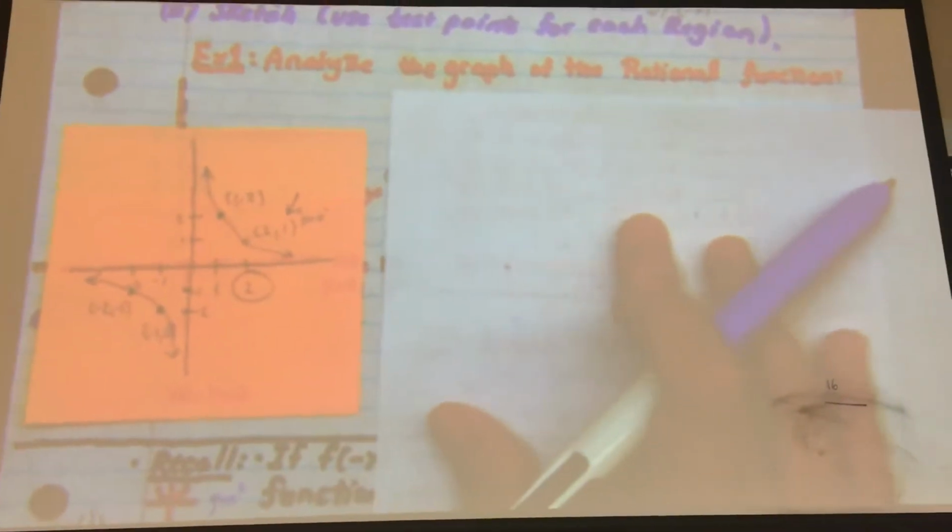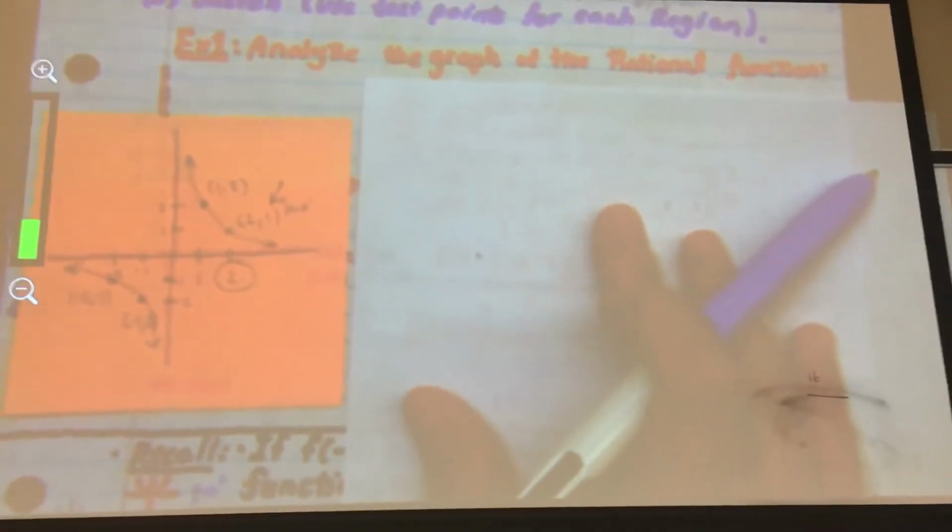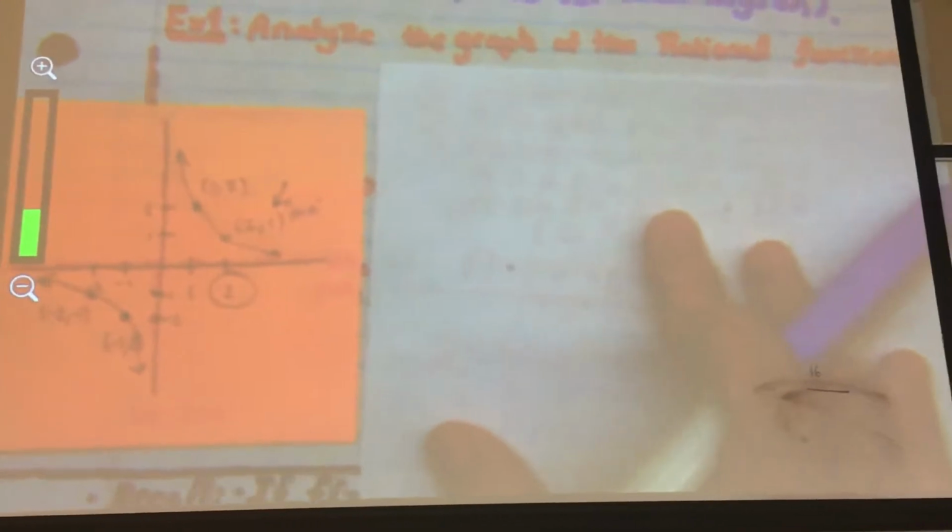It says, analyze the rational function's graph below. I'll zoom in a bit so you can see better. Still pretty bad. Okay, so what you're supposed to see in this graph are a few things. You're supposed to see two pieces that almost look symmetric, right? Almost look like origin symmetry, perhaps.